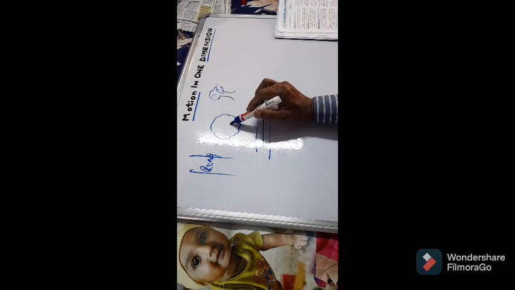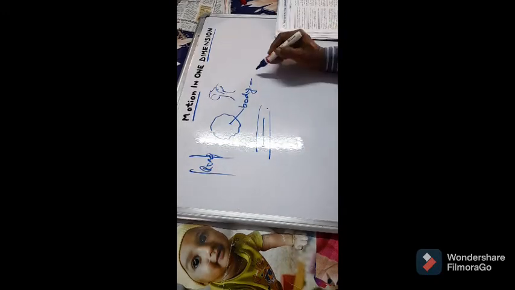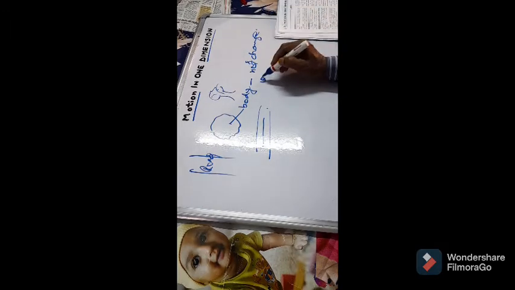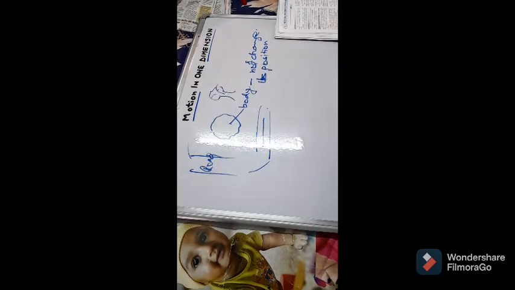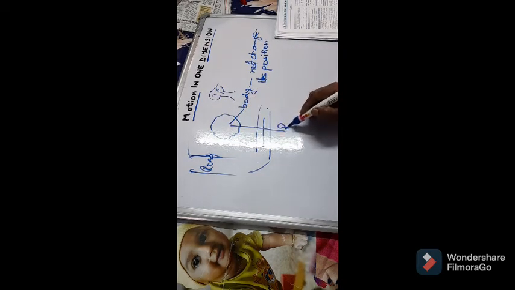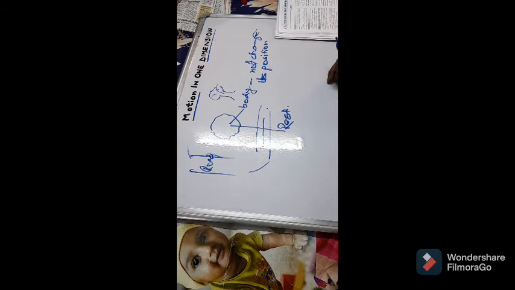So if a body does not change its position with respect to its surroundings, then this body is called to be in rest. So understood? What is rest? Rest: if a body does not change its position with respect to its surrounding, then it is called in rest.